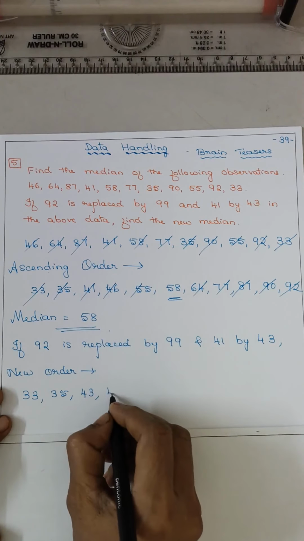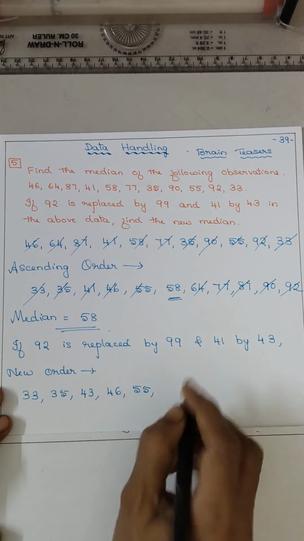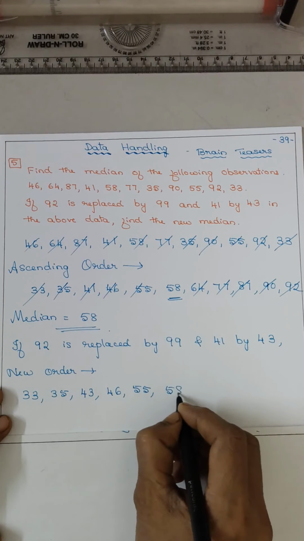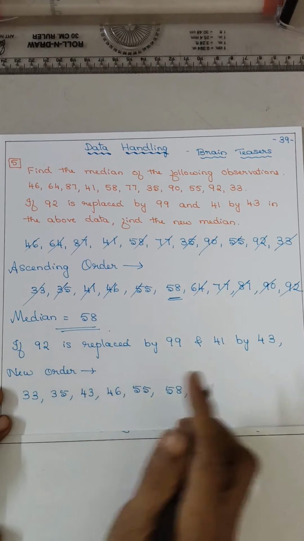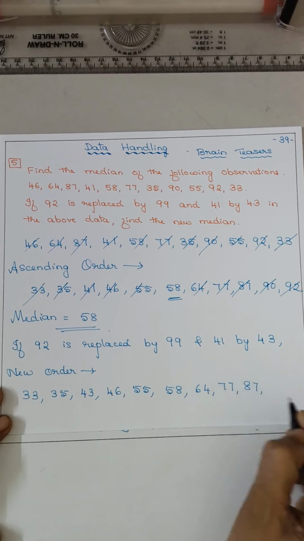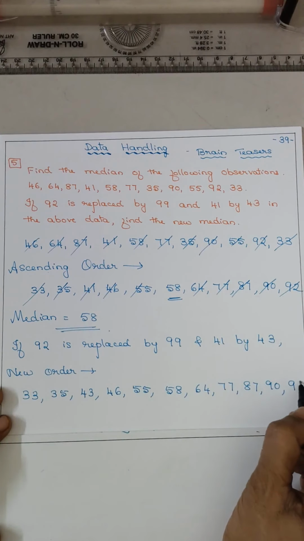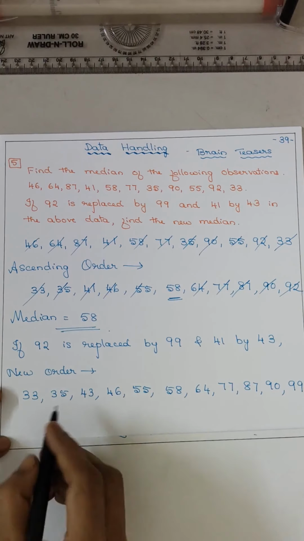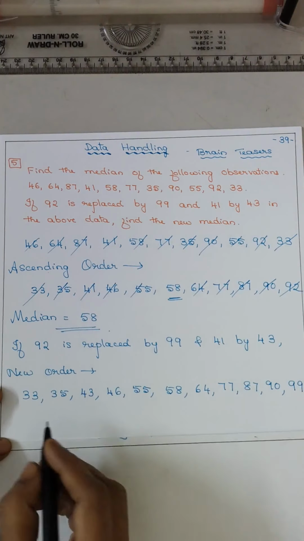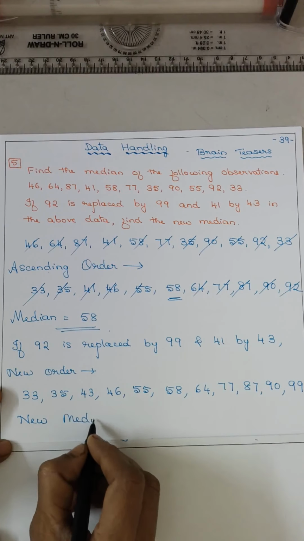Next 46, 55 as it is, 58 as it is. Now 64 as it is, 77, 87, now 90. Instead of 92 you have to write 99. Now they have asked to find out the new median. Hope you understood.